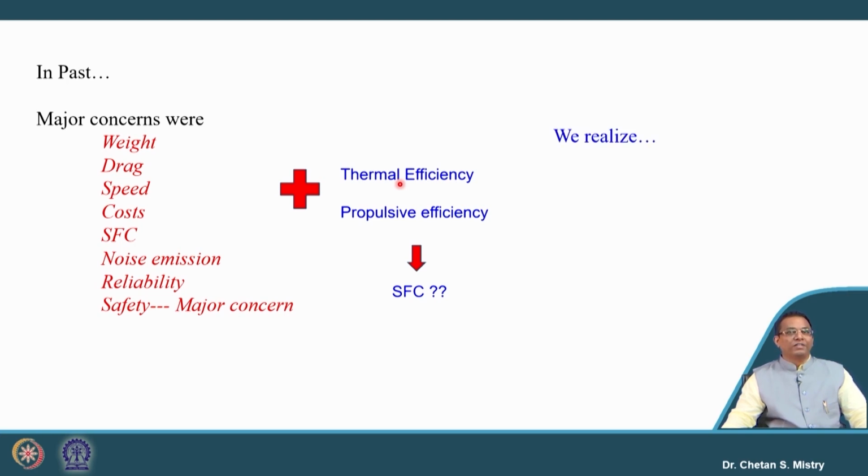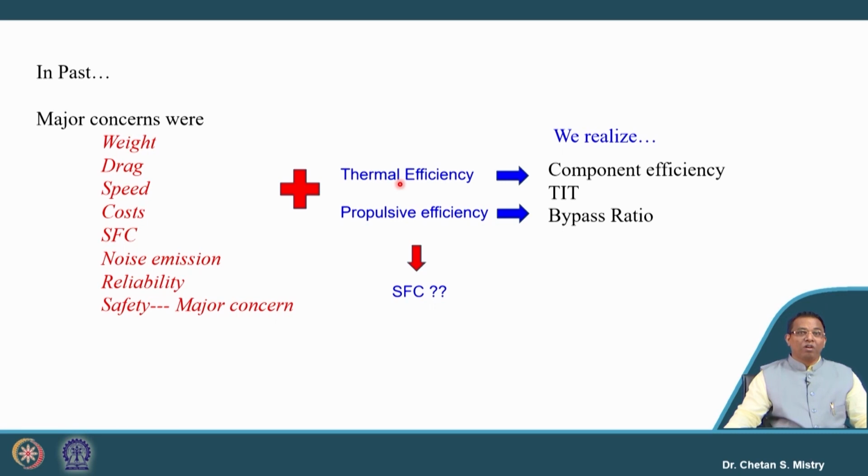Now, in order to address that, we realize that if we want to improve the thermal efficiency of the cycle of the gas turbine engine, then we need to improve the component efficiency. It covers all components. Secondly, there is the turbine inlet temperature, or turbine entry temperature. We need to move to a higher turbine entry temperature, which will lead to improved thermal efficiency. Then there was a target to improve the propulsive efficiency, and if you recall, we discussed that to improve the propulsive efficiency, we need to increase the bypass ratio. So these things are known to you.